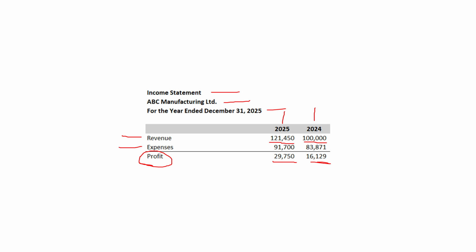And just keep in mind that it's always going to be in this order. It's going to start from the top. It's going to be revenues or sales, and then it's going to have all the expenses in the middle. It's going to deduct them one layer at a time until it reaches the very bottom, which is profit, or you're going to see net income, or some people refer to it as earnings.